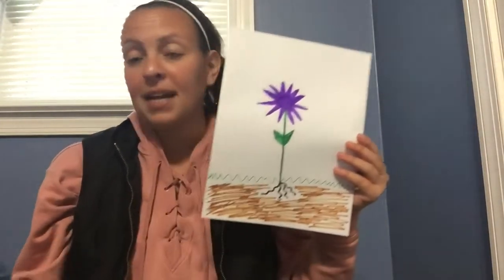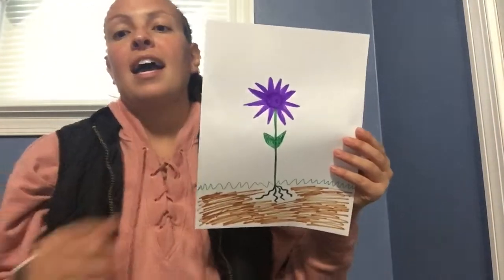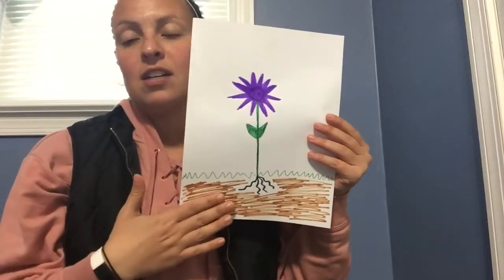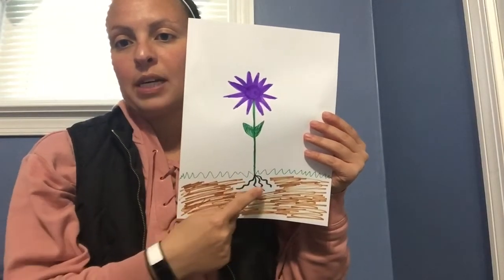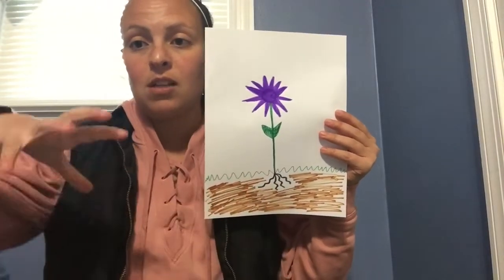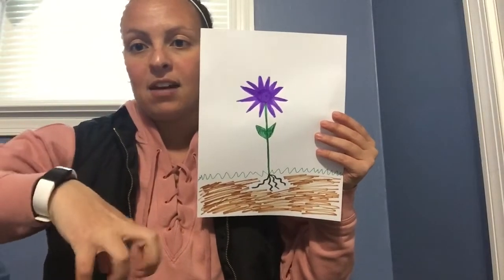Hi friends, the other day you watched a video, it was actually a song, about the parts of a plant. So I drew a picture, just like I asked you to draw a picture, to review those parts before we get into something else. My plant is purple, and I drew the dirt down here so you knew these little squiggly lines were the roots, and we said the roots help hold the plant down.